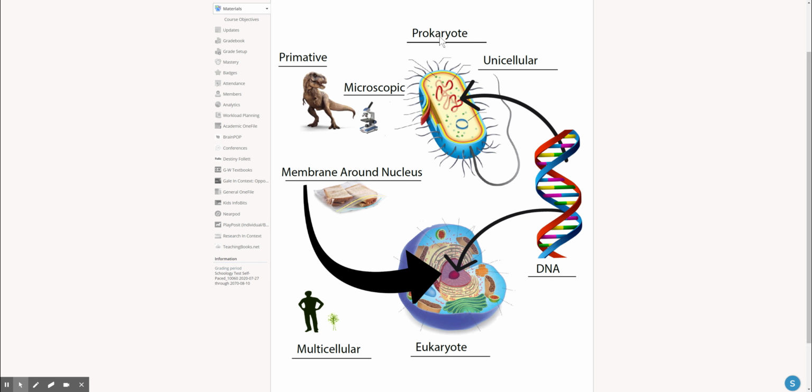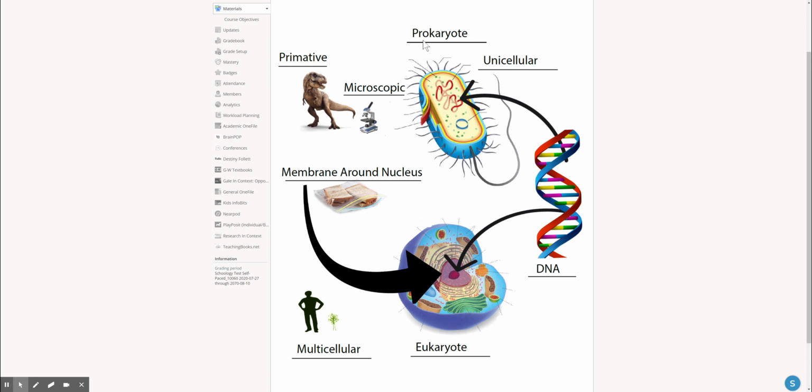The prokaryote is a very primitive cell. It's been around a long time. It was one of the first cells to begin on our Earth. So prokaryotes are very ancient, and I have this picture of a dinosaur to kind of indicate that prokaryotes come from very ancient times, and they are still around.